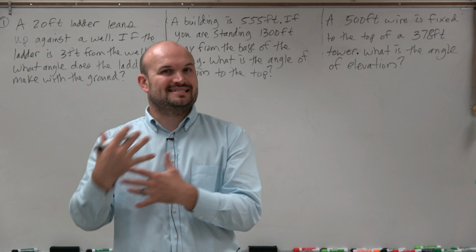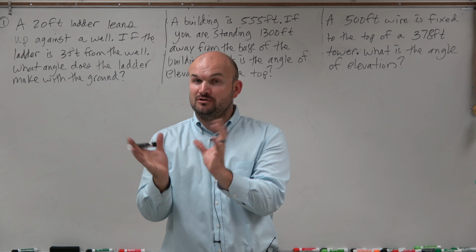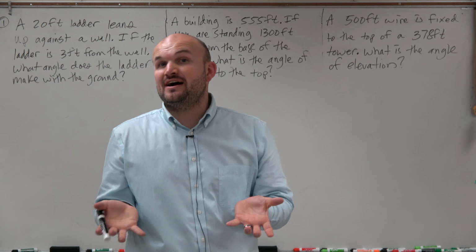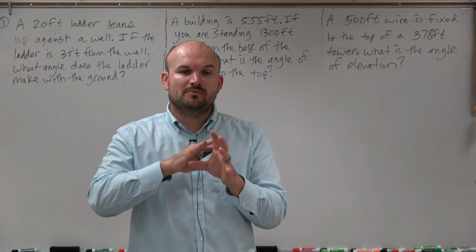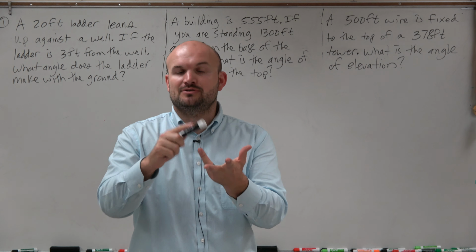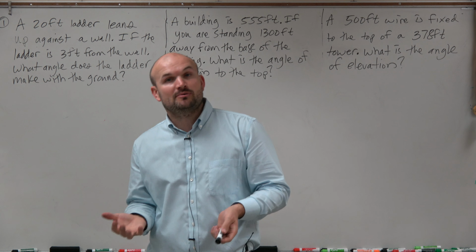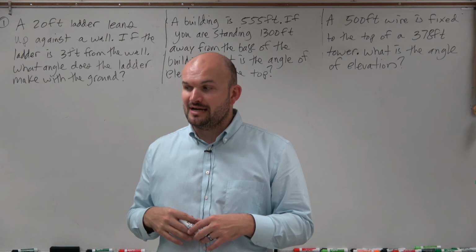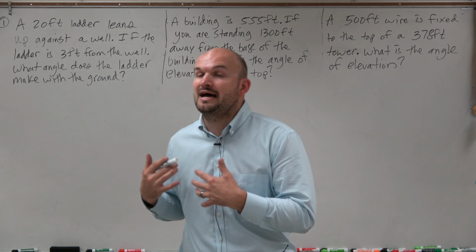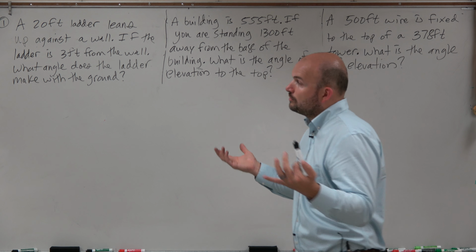So we're still going to follow the exact same steps. We're going to find our right triangle because we're using trigonometric functions. We are going to place in the side lengths, the hypotenuse, the adjacent, and the opposite. We're going to determine which trigonometric function we are going to apply. And then we're going to use inverse trigonometry to go ahead and find the angle of what we're asking for.